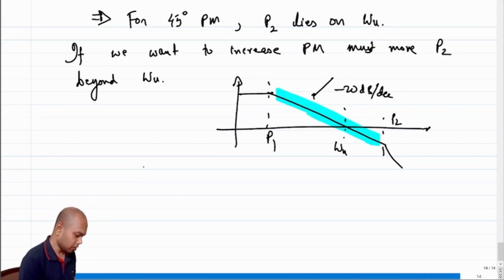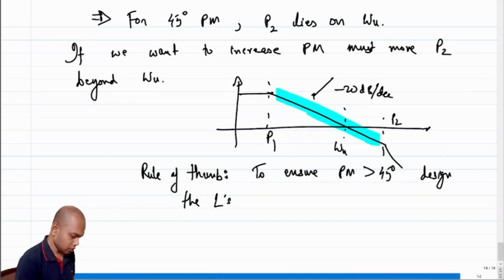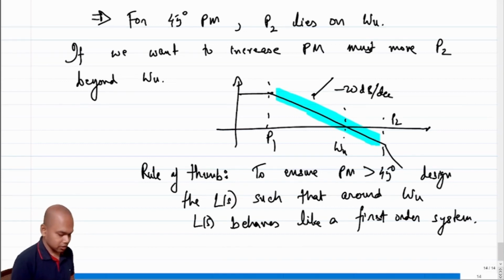So the rule of thumb is, to ensure a phase margin of greater than 45 degree, design the loop L of S such that around omega u, L of S behaves like a first order system. Now note that this is not sacrosanct.